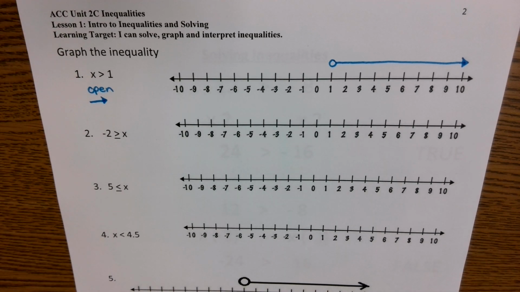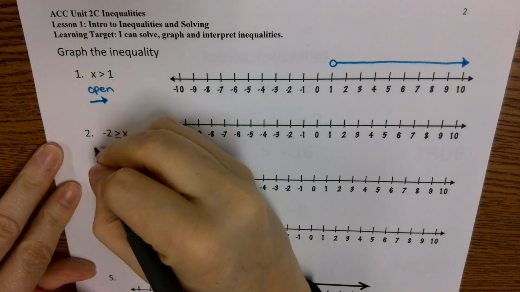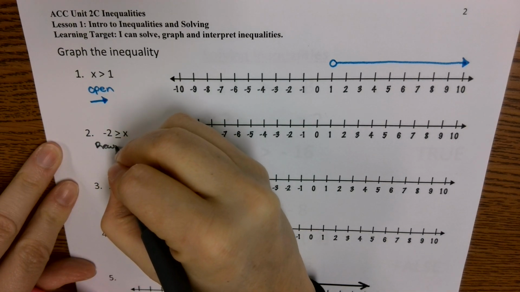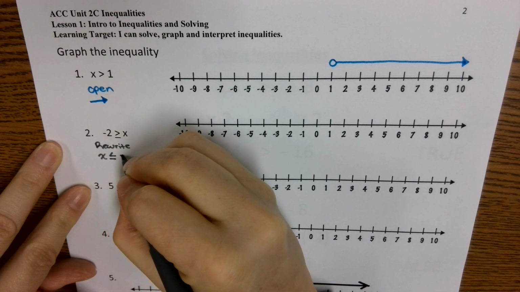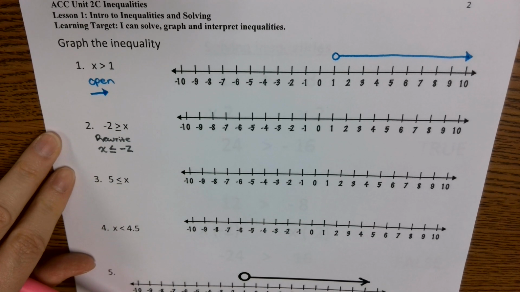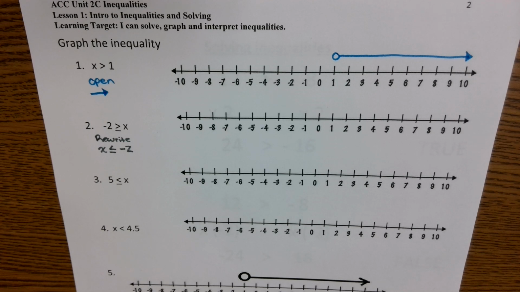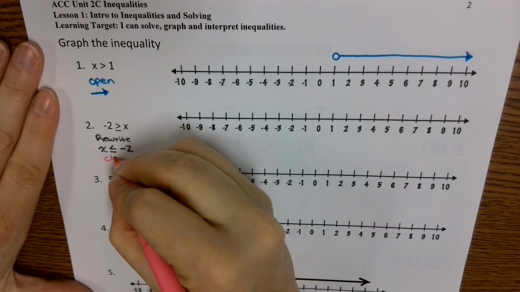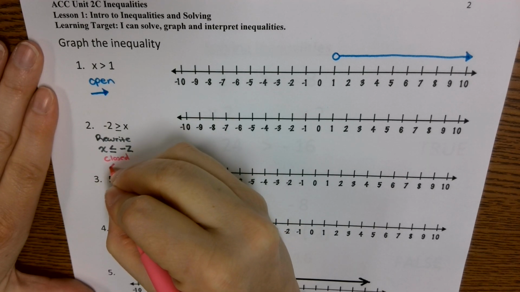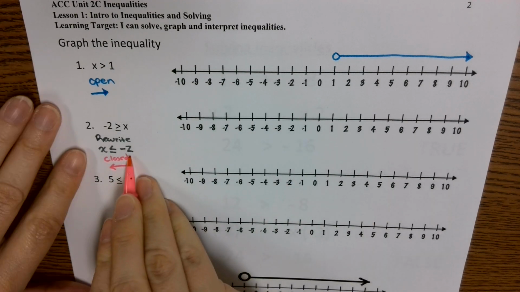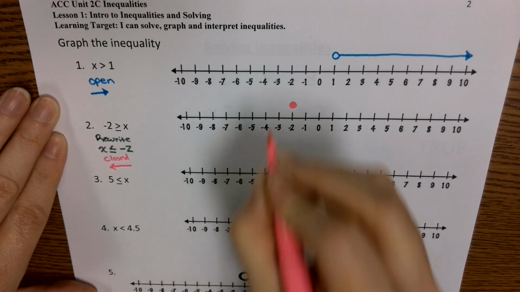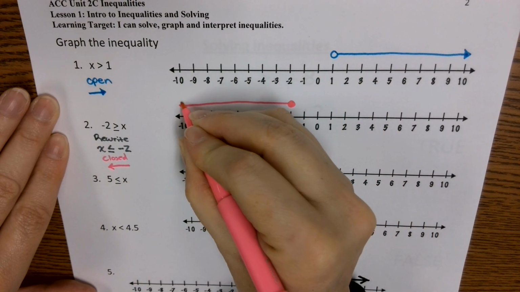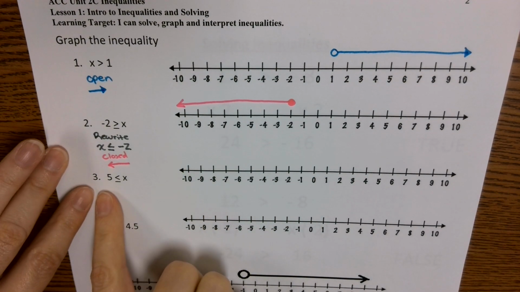Okay, what about for problem number 2? I've got negative 2 is greater than or equal to x. The first thing I should do is flip it, right? I want to go ahead and rewrite it. So we're going to rewrite by flipping. So this is going to be x is less than or equal to negative 2. Open or closed? Closed. Left or right? Left. Okay, so it's going to go to the left. So starting at negative 2, we're going to do a closed circle, and we're going to graph it to the left.